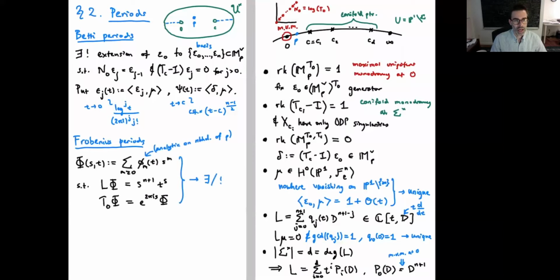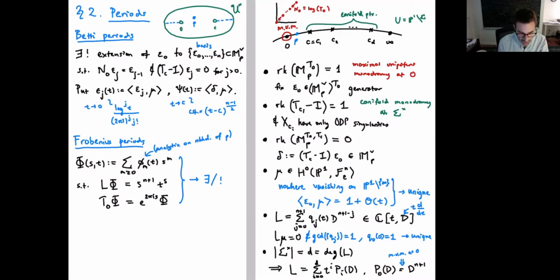Okay, so a different basis of periods is given by Frobenius periods. These are not Betti periods. They're not Q-Betti periods. And they're constructed as follows. You write down a formal generating series like so. And here m goes all the way to infinity. And s is just some new complex analytic variable that I'm taking the generating series in.